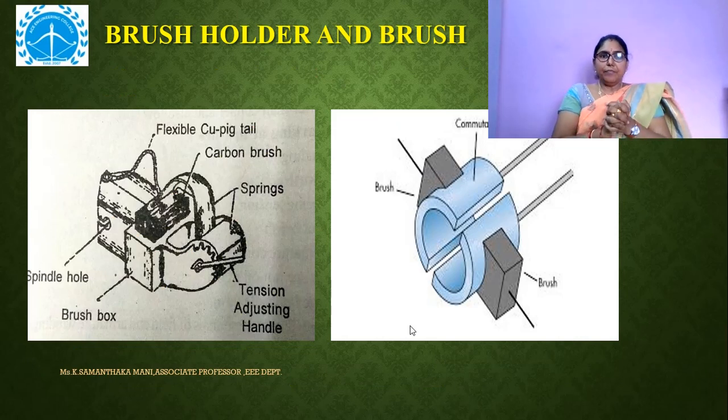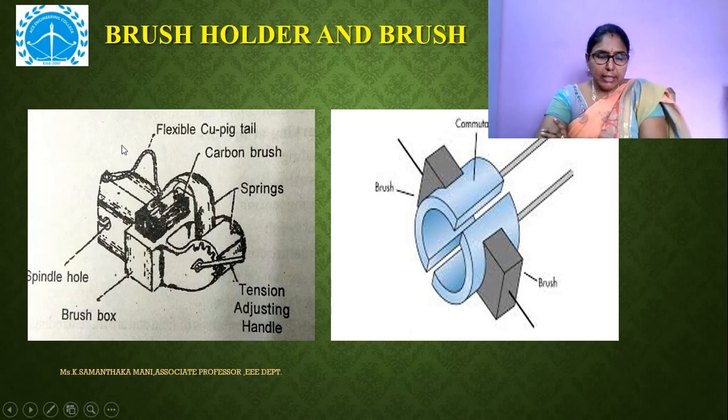So see here, if you observe, what is the brush holder and what is the brush. You can very clearly observe this is the brush holder, and a spindle hole will be there, and this is the brush box. Actually, we are going to keep the carbon brush inside, and these are the springs for adjustment. A tension adjusting handle is there, and a flexible copper pigtail will be there for adjustment purposes. And the overall picture you can observe here. These are the two slip rings, and over these the grey colored parts are your brushes. And this is a commutator, and these are the brushes.